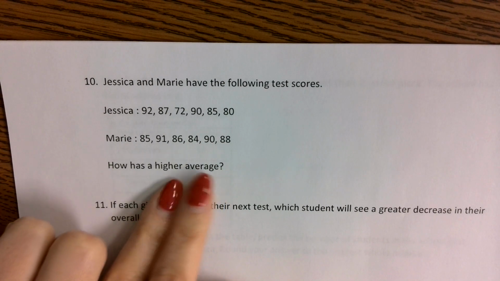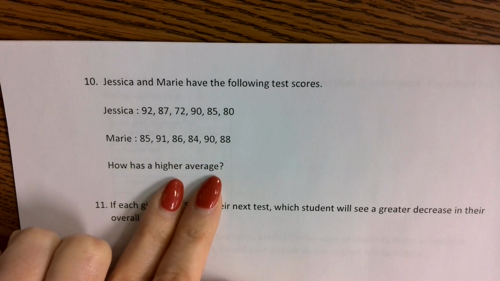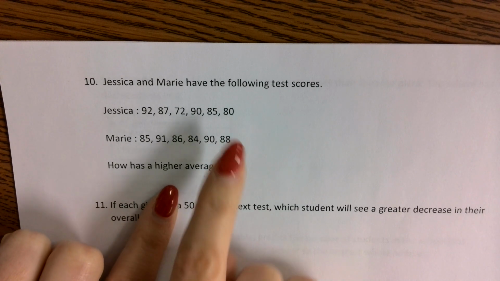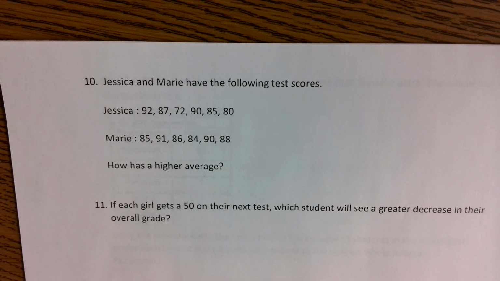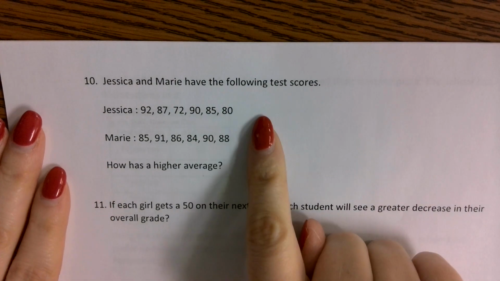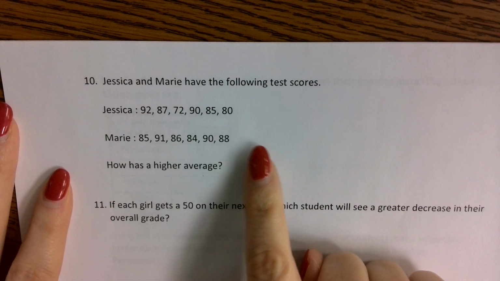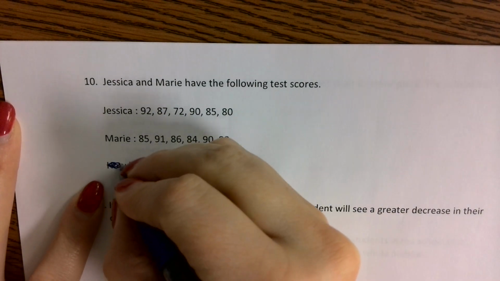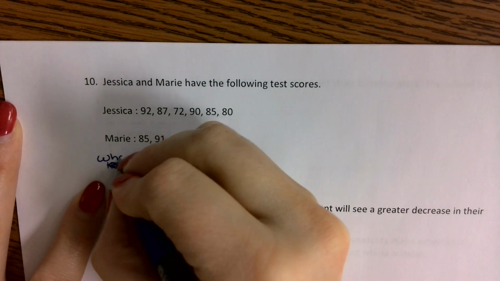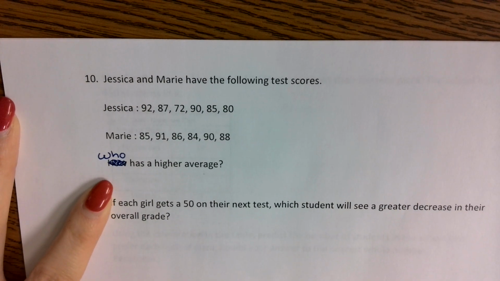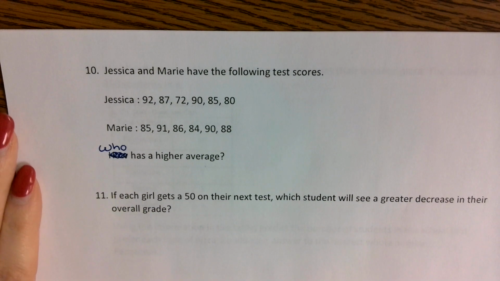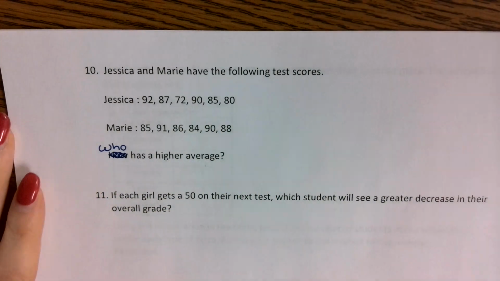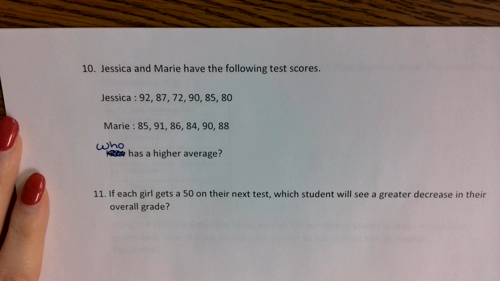So when we talk about average, we can find either mean or median. It's up to you. I would go ahead and stick with the mean. Find the mean of both Jessica and Marie and find out who, let's just say who, not how, has a higher average between the 2 girls. Go ahead and calculate the mean of both and then identify whose average is higher.